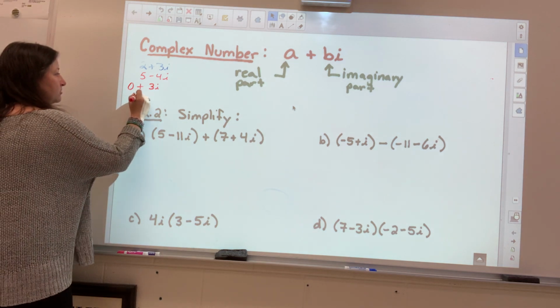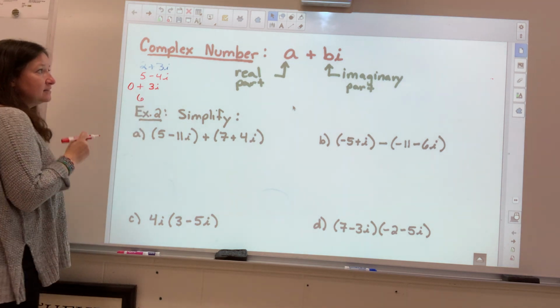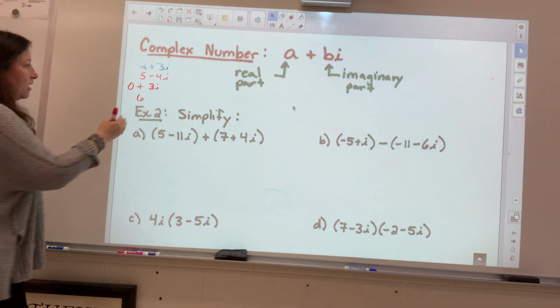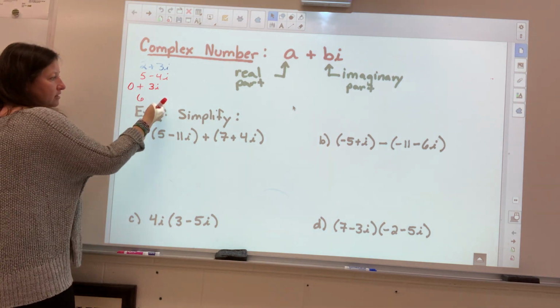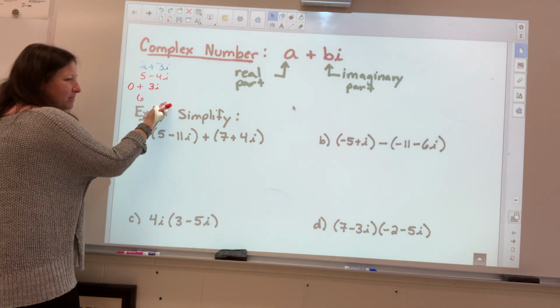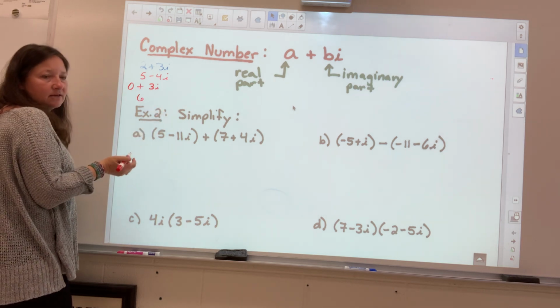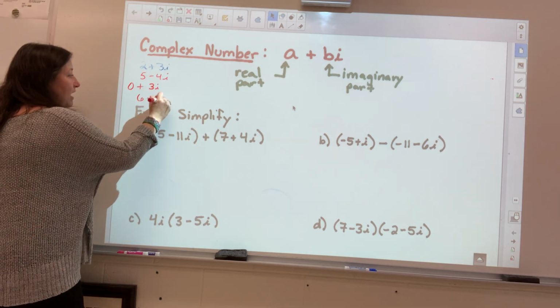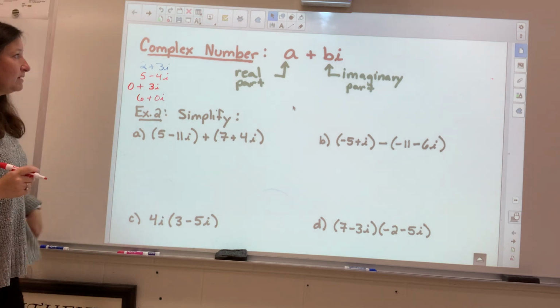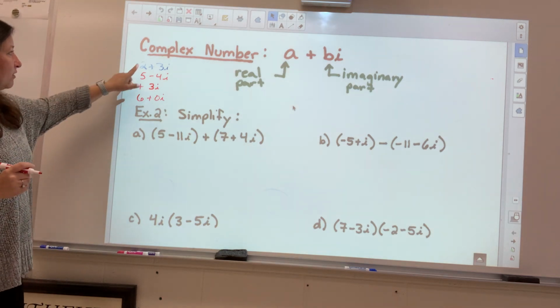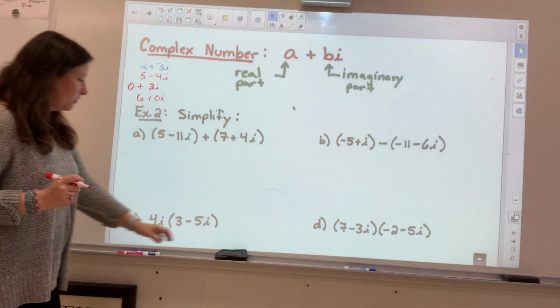What about the real number 6? Can we turn it into a complex number? What could we add to the real part so that there would be an imaginary part, but it wouldn't change the value in it? 6 plus 0i is a complex number. So all it means to be a complex number is that you have a real part and an imaginary part.